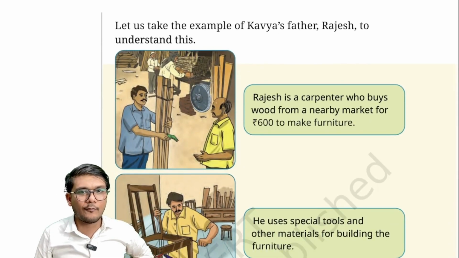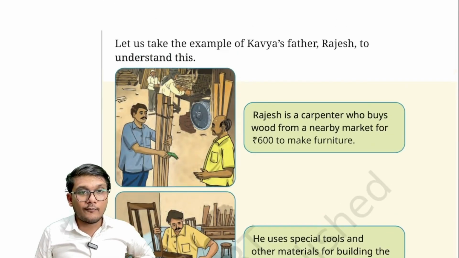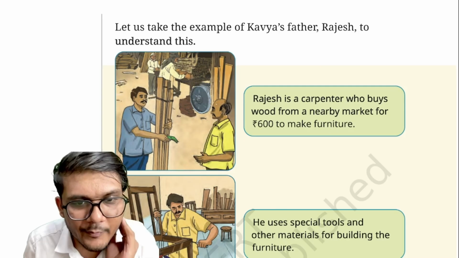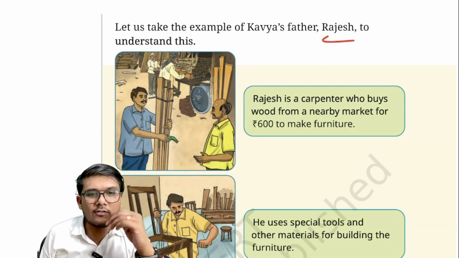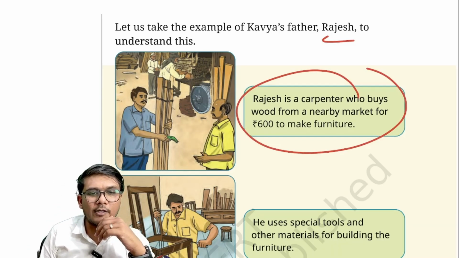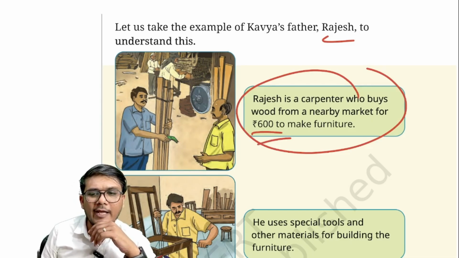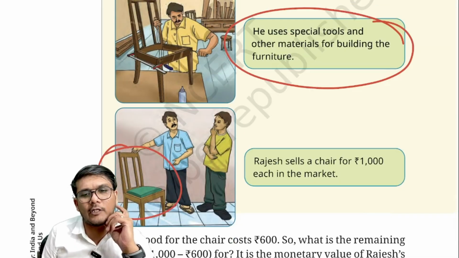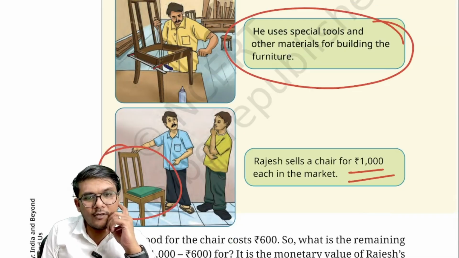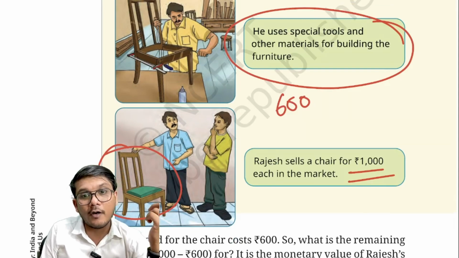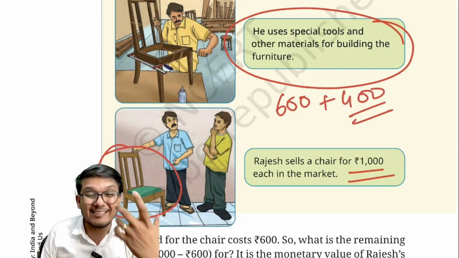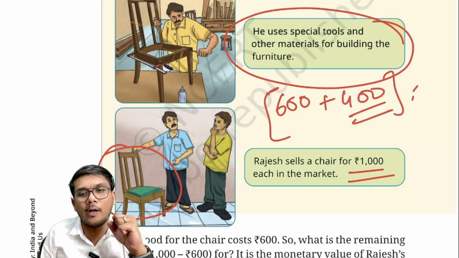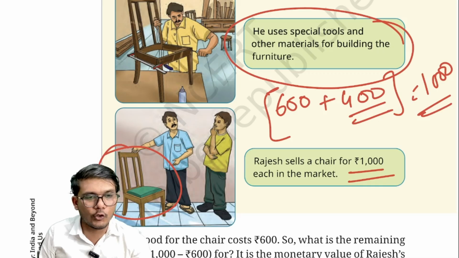So let's take the example of Kavya's father. Till now Kavya's father was not introduced. Now they have introduced Kavya's father named Rajesh. Now Rajesh is a carpenter. He buys wood worth 600 rupees. He uses his tools, tackles, skills and everything and converts that into a beautiful looking chair worth 1000 rupees. So 600 rupees was the raw material. 400 rupees is the worth of his services, tools, tackles, efforts that he has made, giving a total of 1000 rupees of the finished goods.